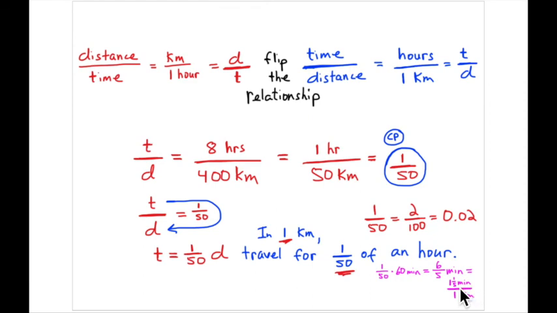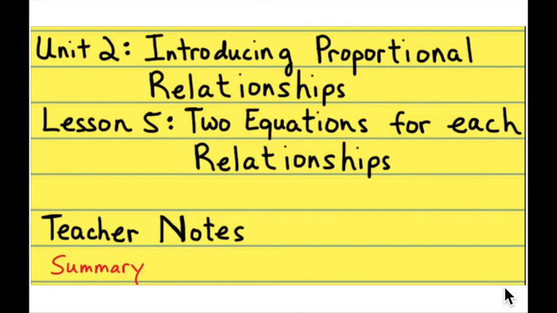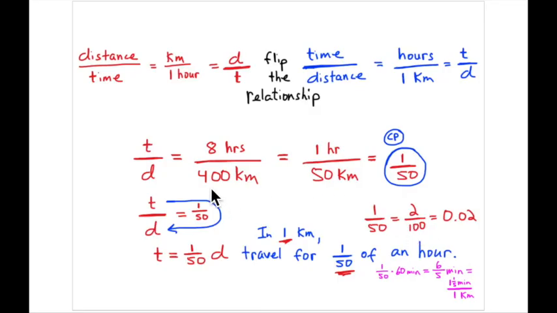And 1/5 of a minute is 12 seconds. 5 times 12 seconds equals 60 seconds, or 1 minute. So in 1 minute and 12 seconds, the albatross travels 1 kilometer. And it takes an hour to travel 50 kilometers. It takes 50 times this long to travel 50 kilometers. So that's it. The two relationships are distance per time. Where is that equation?